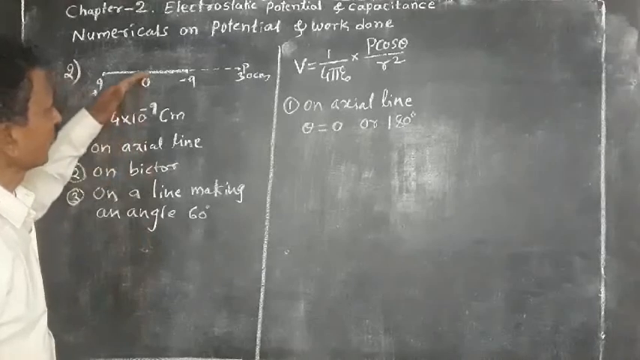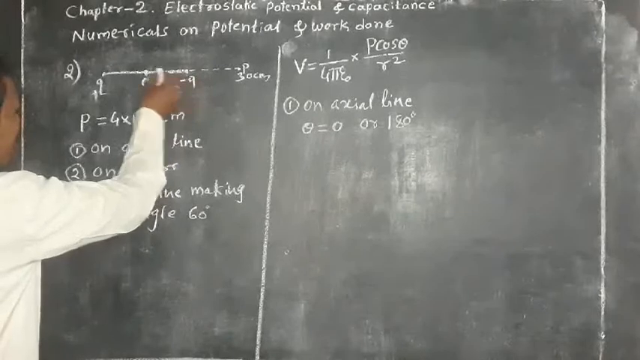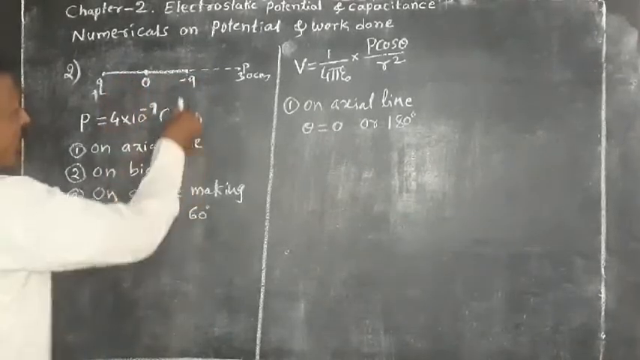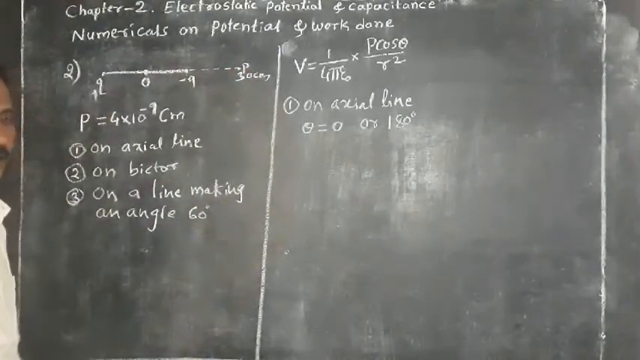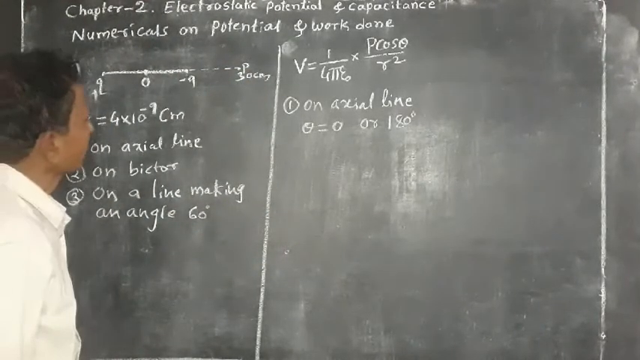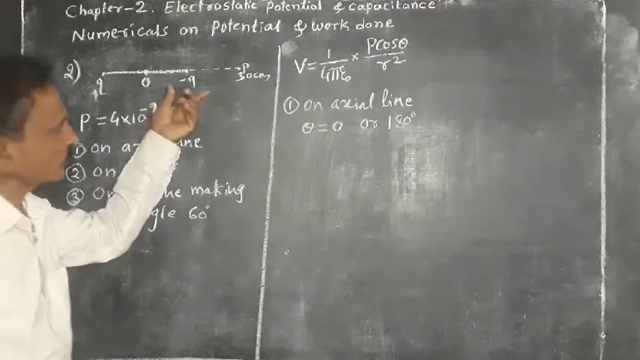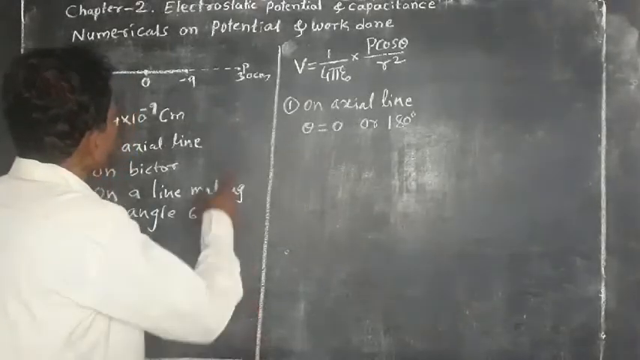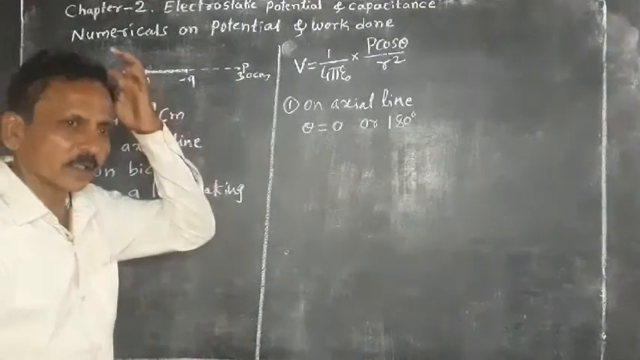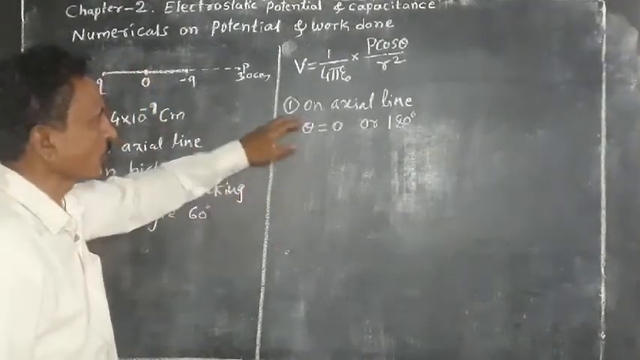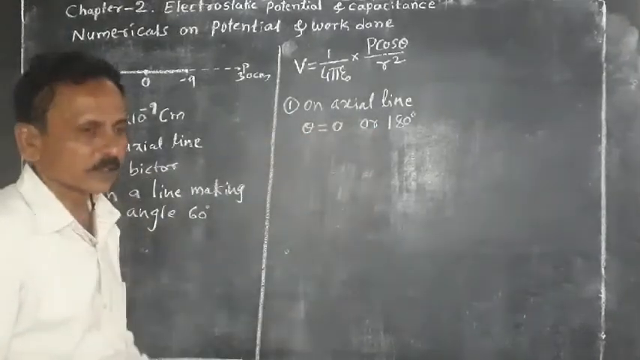0 or 180 degree. This is the dipole moment. It is from negative to positive, and this is the potential. Point P is on the negative side. Therefore, the angle between them is 180 degree. Or if the point P and the dipole moment are in the same direction, then the angle between them is equal to 0. Therefore, for an axial line, theta equal to 0 or 180 degree.